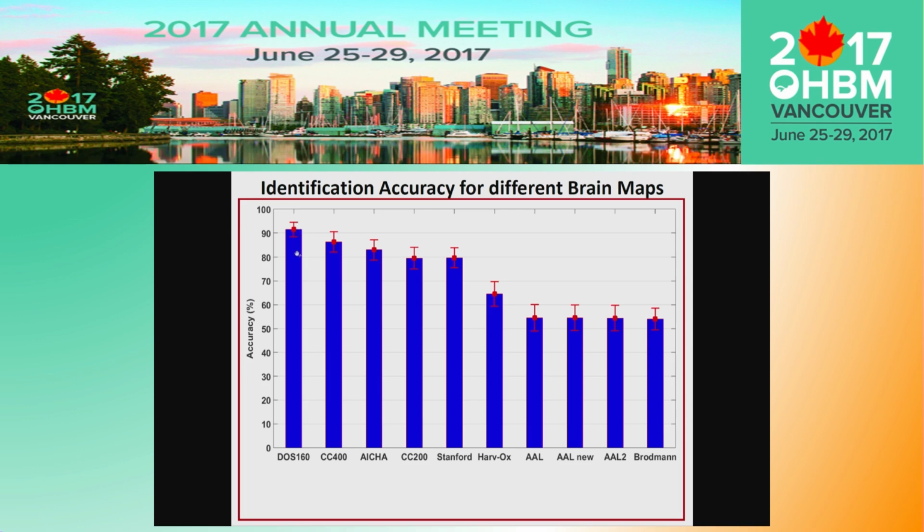As you can see, the Dosenbach 160 performs at an accuracy above 90%, closely followed by the Craddock 400, and then AICHA, and so on. The poorest performer was the Brodmann atlas. Now, the previous talk mentioned functional-structural relevance, and here you see that the functional atlases are performing better than the structural atlases.